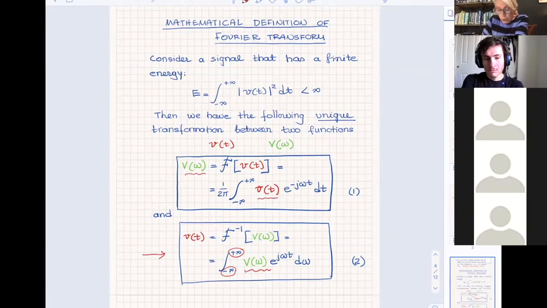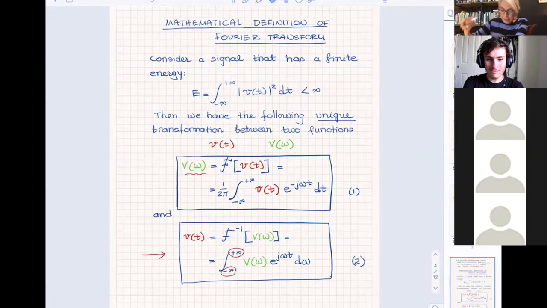And so if we want to find the Fourier transform V of omega for this signal v of t, we will have to apply this integral. And if we know all of this V of omega, and we want to find the signal that they contribute to, then we have to use what we call the inverse Fourier transform. All of these are definitions. Fourier was the first one who introduced that, so he had the privilege of defining everything.